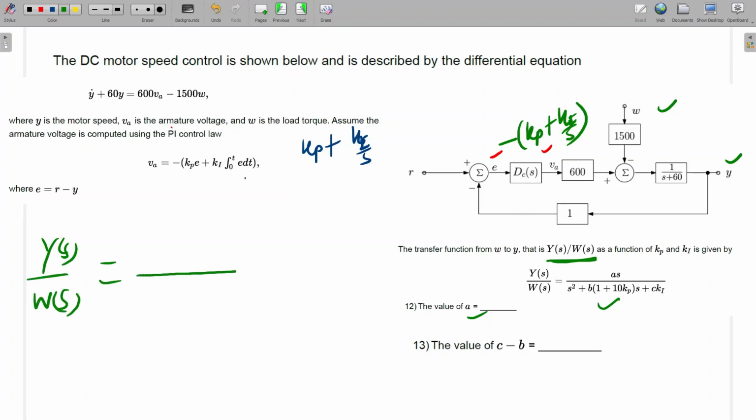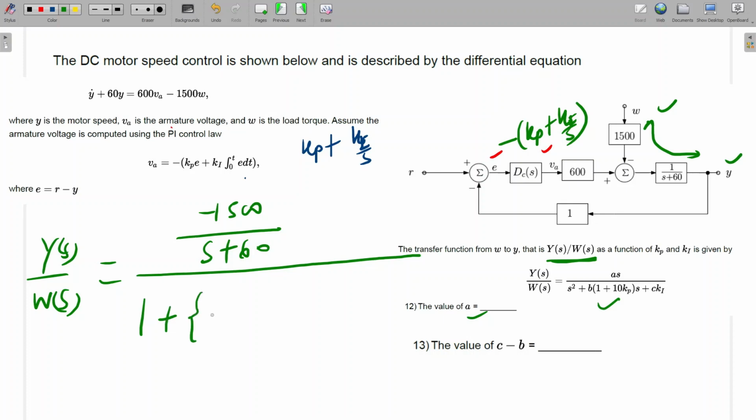What is the forward path here? Can you tell? Ys by Ws, this is the forward path, correct? Yes, sir. That is minus 1500 divided by S plus 60, correct? Divided by 1 minus the loop gain, which is minus, so that will be 1 minus minus, plus. And this is minus Kp plus Ki by S, into 600, into 1 by S plus 60. Is it correct?